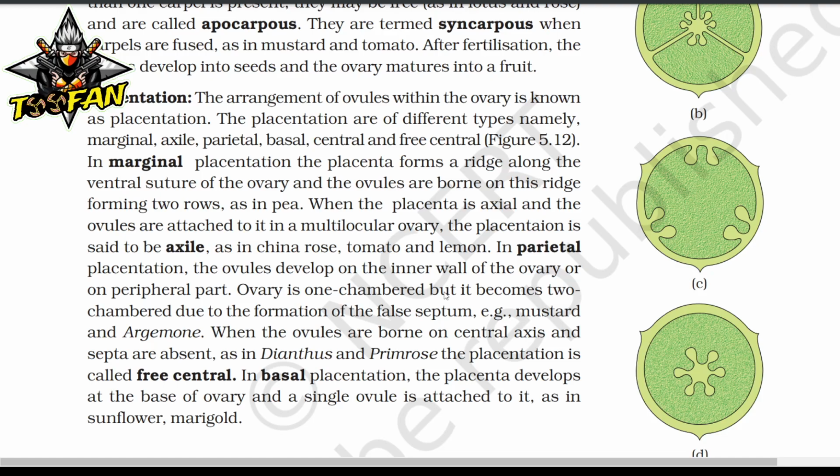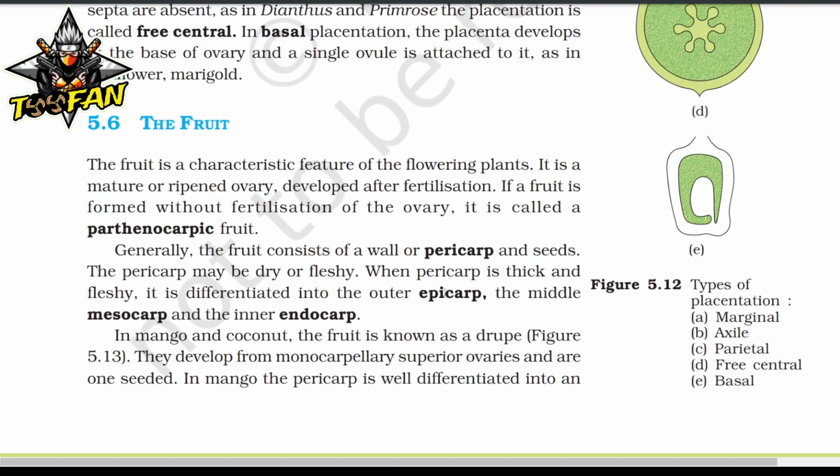In basal placentation, the placenta develops at the base of the ovary and a single ovule is attached to it, as in sunflower and marigold. The fruit.